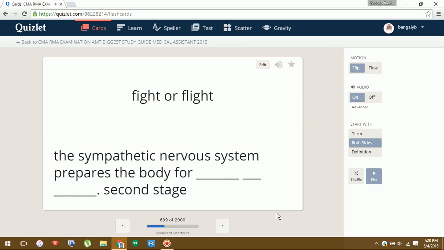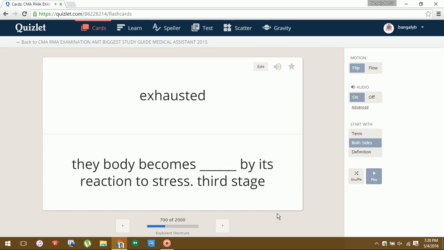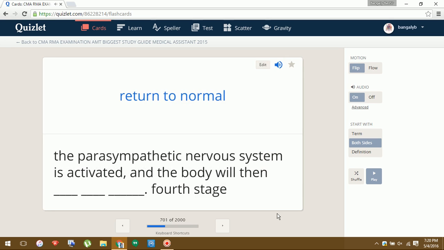Second stage. Exhausted. The body becomes blank by its reaction to stress. Third stage. Return to normal. The parasympathetic nervous system is activated and the body will then blank blank blank. Fourth stage.